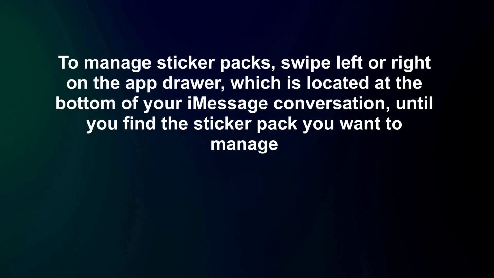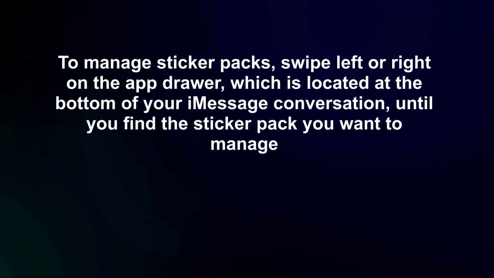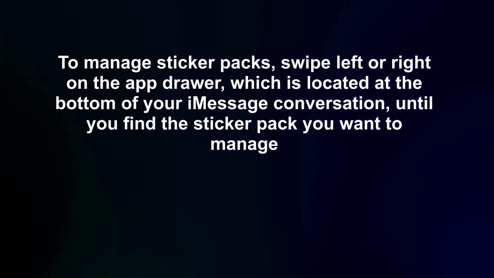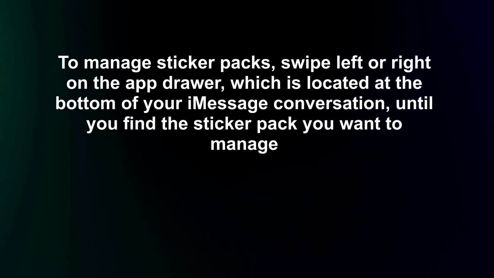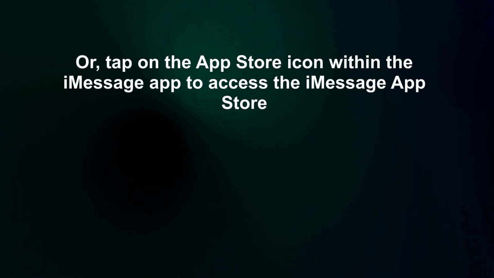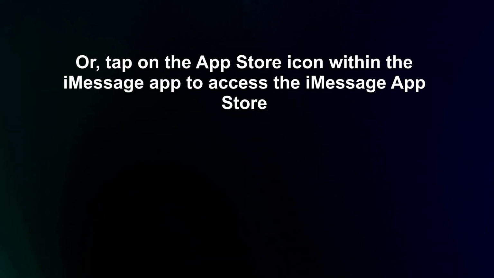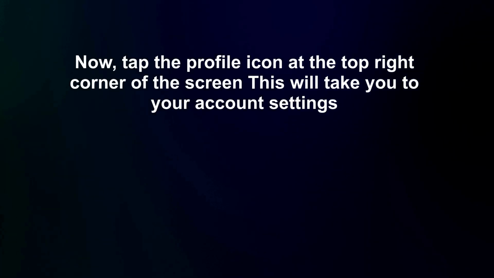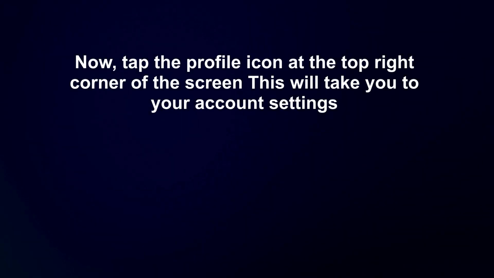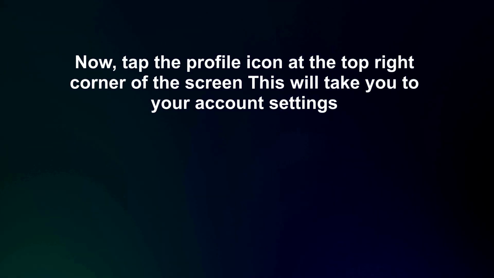To manage sticker packs, swipe left or right on the app drawer, which is located at the bottom of your iMessage conversation, until you find the sticker pack you want to manage. Or, tap on the App Store icon within the iMessage app to access the iMessage App Store. Now, tap the profile icon at the top right corner of the screen. This will take you to your account settings.